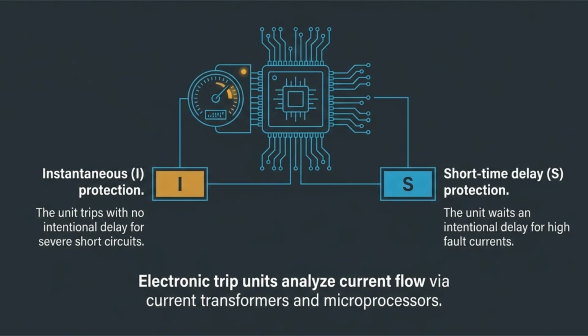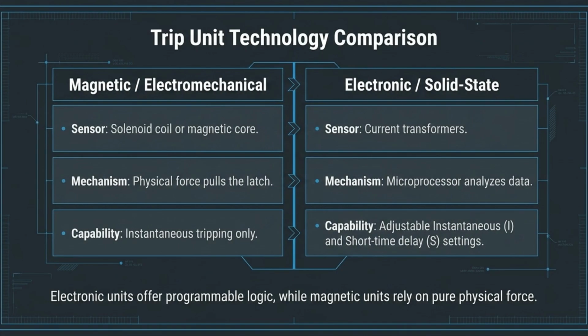to stop the fault. Modern electronic trip units take a more analytical approach. Using current transformers and microprocessors, they monitor current flow and allow for both instantaneous protection for severe faults and short time delays for controlled clearing. While magnetic units rely on mechanical force for instantaneous action, electronic units offer programmable logic, providing more precise control with adjustable settings and advanced sensor technology for complex electrical environments.